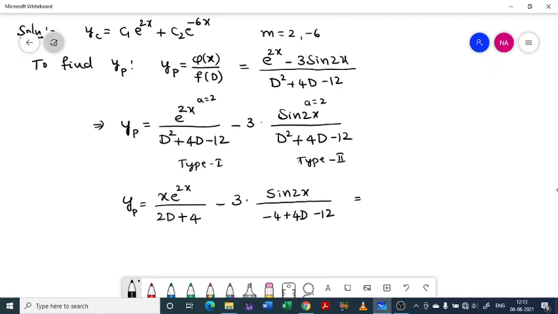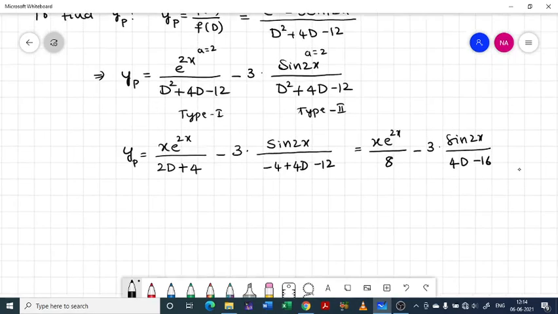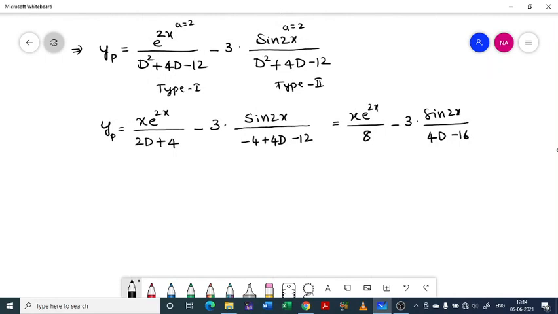It will be x e power 2x divided by, here you can replace D by 2, no problem now. So it will be 2 into 2, 4 plus 4, 8, minus 3 into sin 2x divided by 4D minus 4 minus 12, that is 4D minus 16. You can take 4 outside. Even if you keep 4 here in the denominator, no problem. You have to multiply and divide by 4D plus 16, so 16 square, a big number, comes.